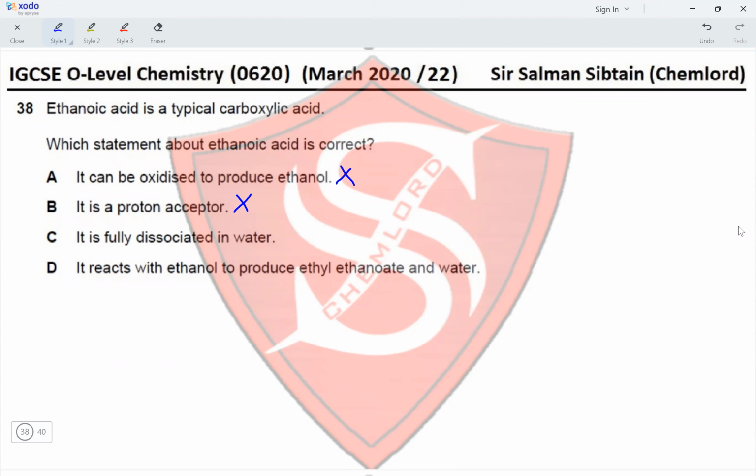It is fully dissociated in water. It is an organic acid. It is partially dissociated in water. It reacts with ethanol to produce ethyl ethanoate. So ethanol is the alcohol portion of the ester, so it would be ethyl, and ethanoic acid is the acidic portion of the ester, making it ethanoate. So the name of the ester that is formed is correct, making option D the correct option for this question.